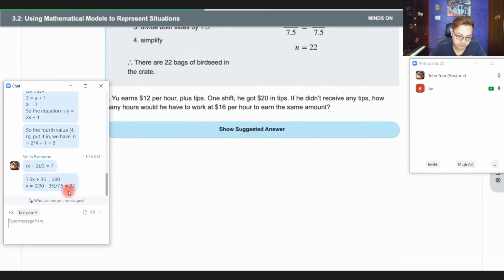Number 3. Hughes earns $12 per hour plus tips. One shift he got $20 in tips. If he didn't receive any tips, how many hours would he have to work at $16 per hour to earn the same amount?